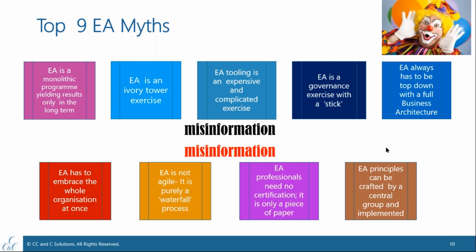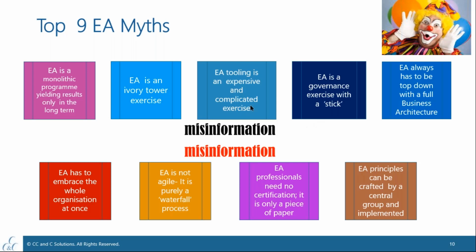The second one is EA is an ivory tower exercise. The enterprise architects sit and draw diagrams. They don't get involved in practical implementation. It's a myth. A good enterprise architect is as much hands-on as any other technical person. They drill down to the level of implementation so that what is drawn as a model gets implemented.